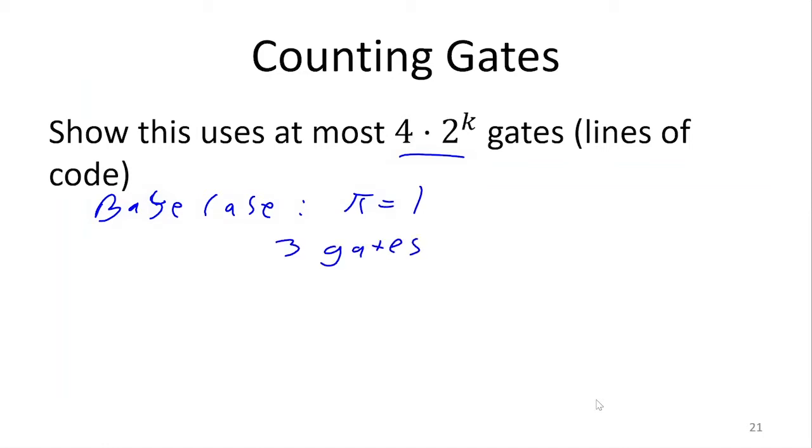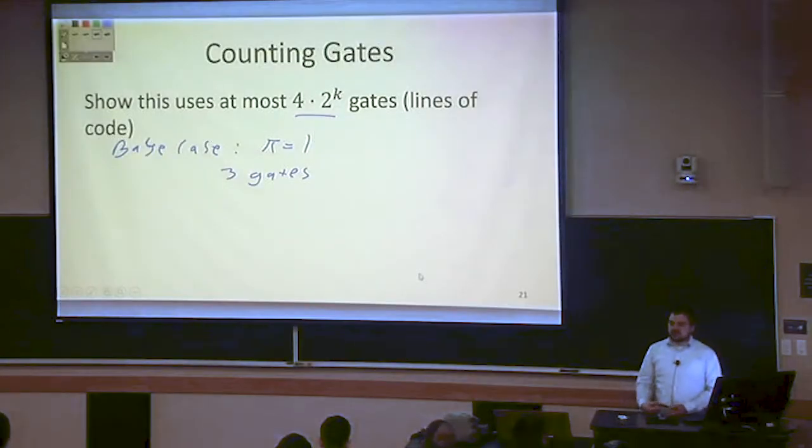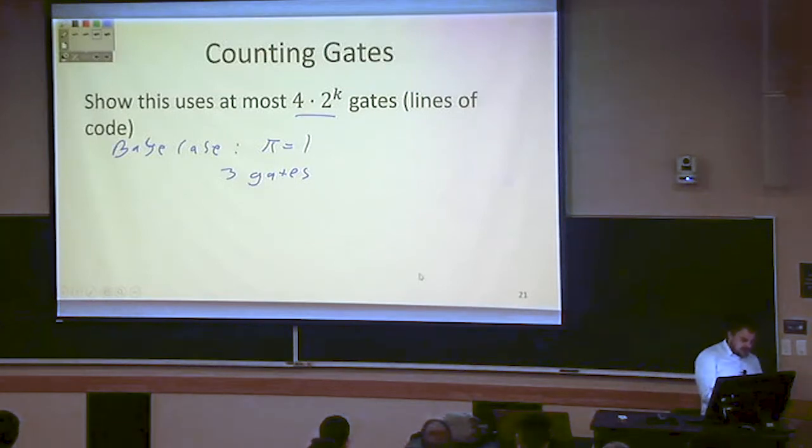And it was 3 gates because we said lookup 1 was just the same as an if, which required 3 gates. So our base case where k is equal to 1, that requires 3 gates as well. Okay, so now we're going to have our inductive hypothesis.